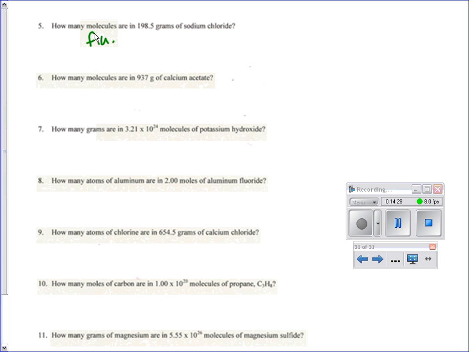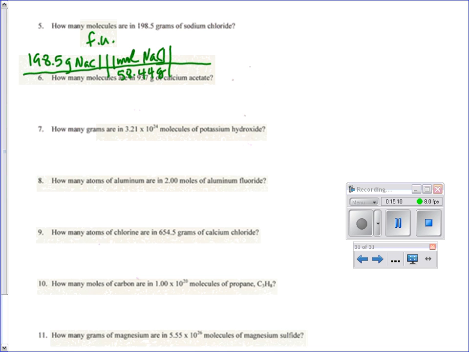So how many formula units are in 198.5 grams of sodium chloride? So we're looking for particle city. We're going to particle city here. 198.5 grams of sodium chloride. Okay, I'm in gram land. I got to get to particle city. Where do I have to go? Through mole town. I got to get to moles first. So for every 1 mole of NaCl, how many grams do I have? 58.44. 58.44 grams. All right, my grams cancel, putting me in moles of NaCl.